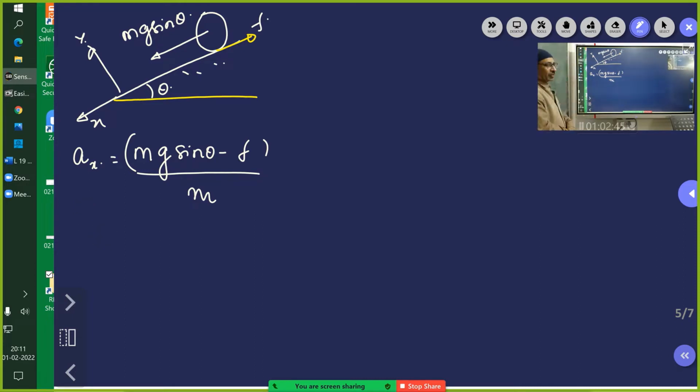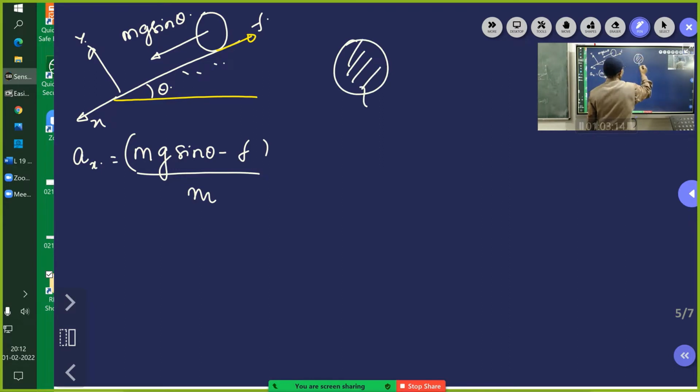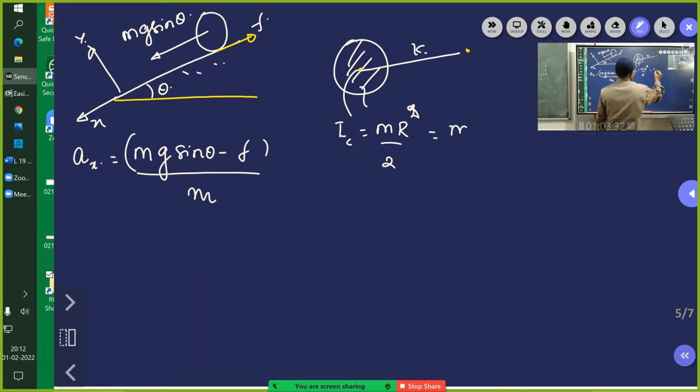See, this radius of gyration is the distance from the axis at which the whole mass of the body can be said to be concentrated. This k value can be defined for any object. You have got this disk. What is the moment of inertia about this point? I will be equal to mr square by 2. So this entire disk I will convert into a point mass. So moment of inertia is equal to m k square. So this entire mass is here.